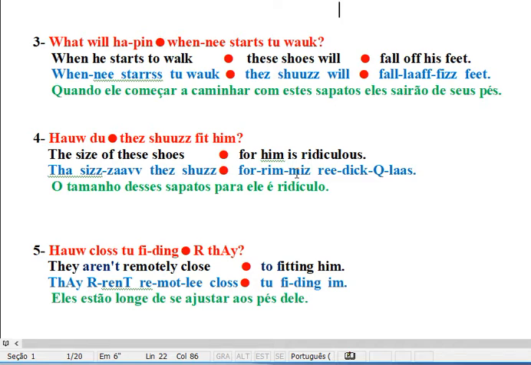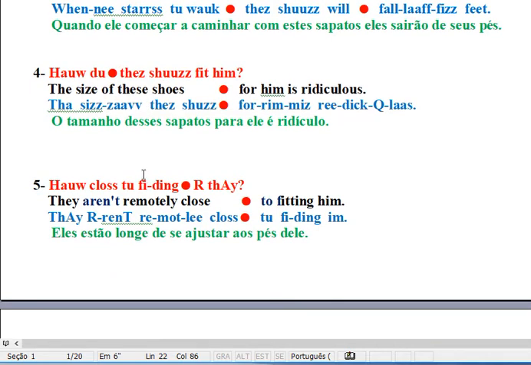Question. What will happen when he starts to walk? What will happen when he starts to walk? When he starts to walk, these shoes will fall off his feet.